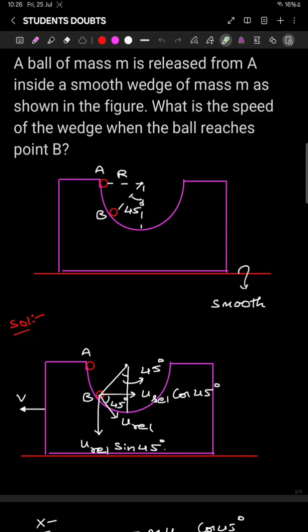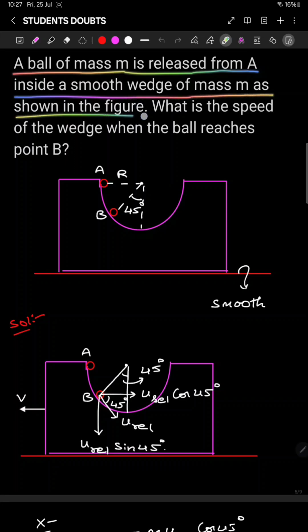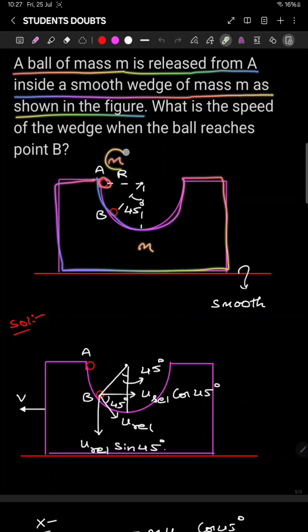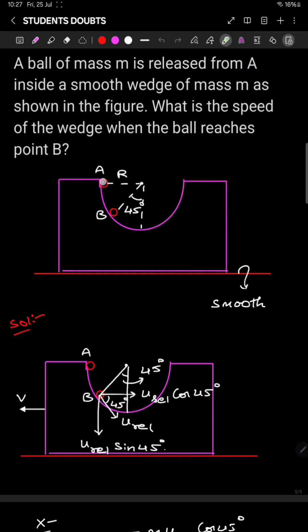Today let us discuss a problem based on conservation of linear momentum and conservation of mechanical energy. Here, a ball of mass m is released from point A inside a smooth wedge of mass m as shown in the figure. Wedge mass is also m, ball mass is also m. From here, this ball will come like this. As the ball slides from A to B, what is the velocity of the wedge, they are asking.